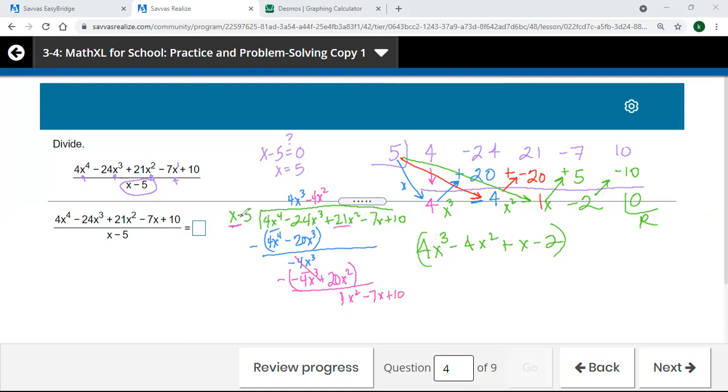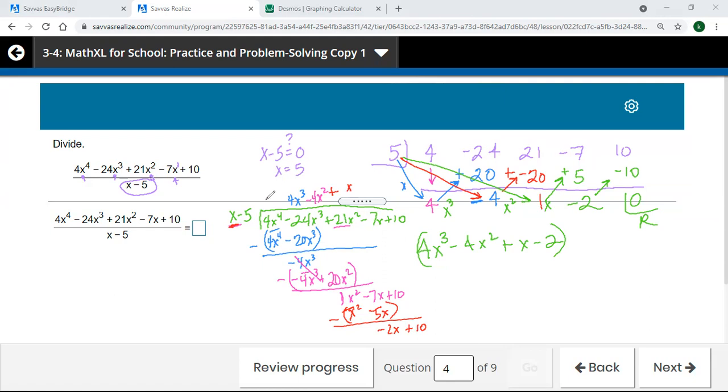And then I go again. This x times what to get this x squared? Just a plain x. And then multiply it. x times x is x squared. x times a minus 5 is minus 5x. Remember, we're subtracting it though, so this makes it a positive 5x. That means we have a negative 2x to bring down.